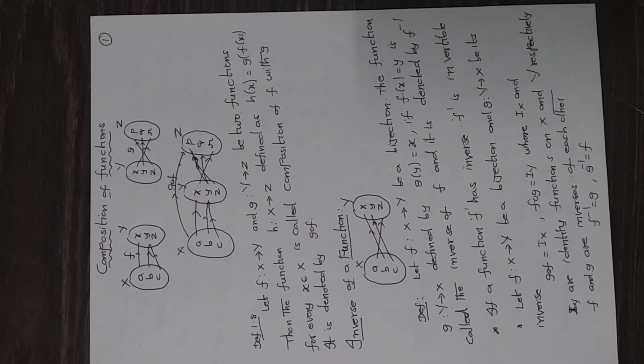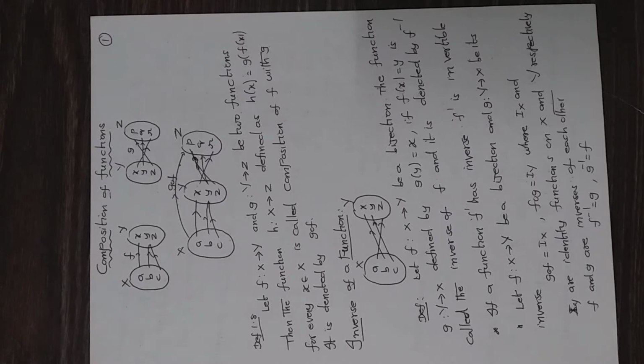See, generally in 10th standard you studied f circle g of x. That is f dot g of x or g dot f of x, or f composition g of x, g composition f of x. That means here you are combining not one function, but two functions. For example, f is one function defined from X to Y. There should be another function g defined from Y to Z. So you are combining these two functions.